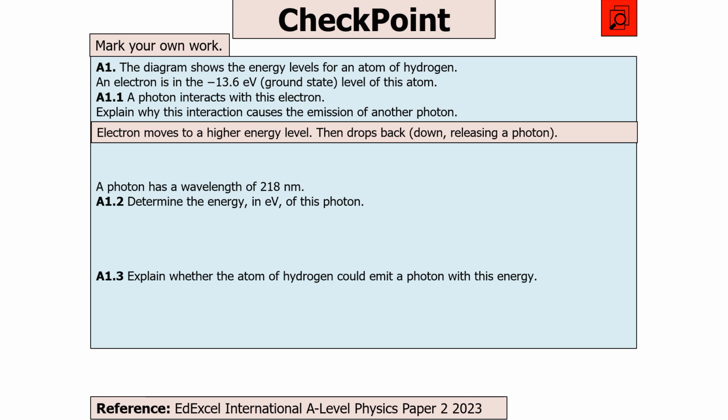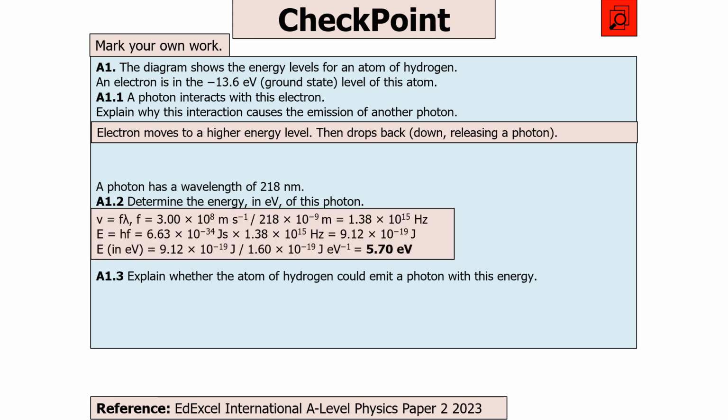Now in this next one, we know from the question that v equals f lambda. So we know that f is going to be v, which is 3 times 10 to the 8 because it's a photon, divided by the wavelength, which is 218 times 10 to the minus 9 because we go from nanometers to meters. We can then say E equals hf. So we plug in the value of f, which we just worked out, and we can work out our E to be 9.12 times 10 to the minus 19 joules. We then divide by 1.60 times 10 to the minus 19 to get our value in eV, 5.70 eV.